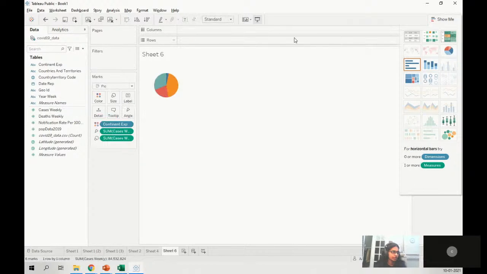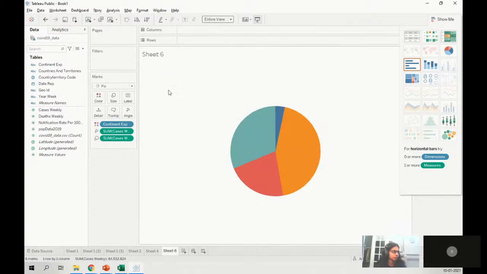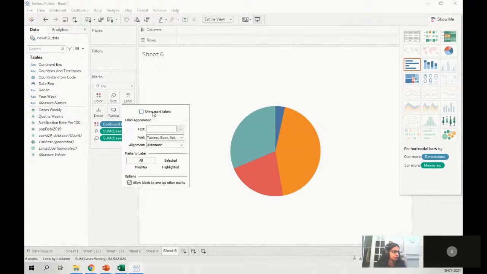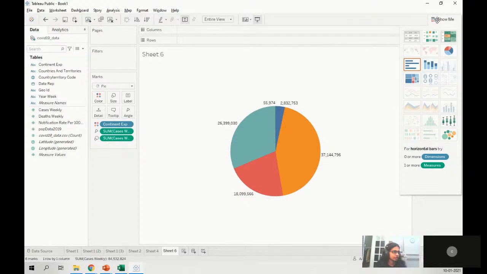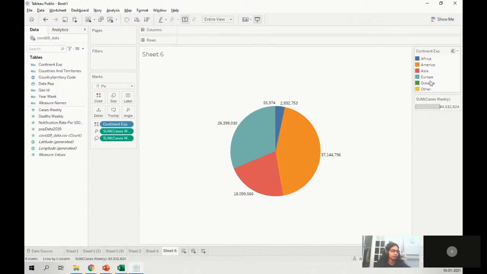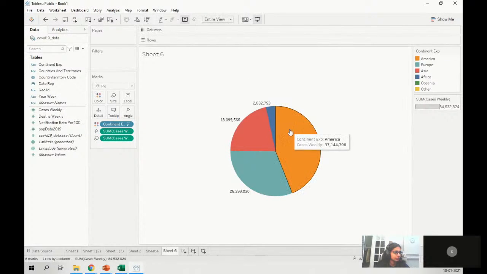So let's look at that. I'm going to blow this up to the entire view, and then I'm going to show data labels. So 26 million, and you can see the color legends over here. So 26 million cases from Europe, 18 million cases from Asia, etc. This is not sorted right now, so you can use the sorting button over here. So now it is sorted.